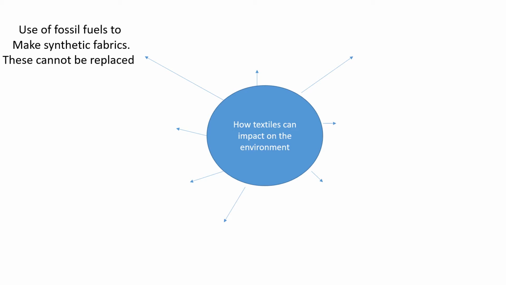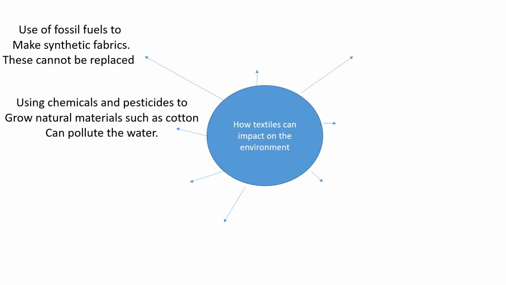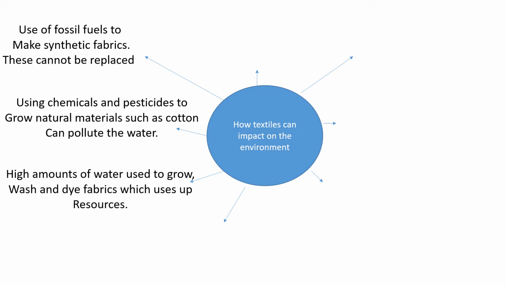The use of fossil fuels is a big issue in textiles, as fossil fuels are used to make synthetic fabrics that cannot be replaced and are unsustainable. Using chemicals and pesticides to grow natural materials such as cotton can pollute the soil and the water. High amounts of water are used to grow cotton, wash and dye fabrics, which uses up resources, and this is often in poorer countries that can't afford to lose the natural water.